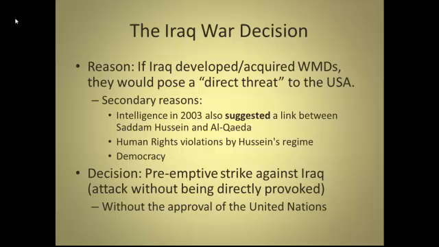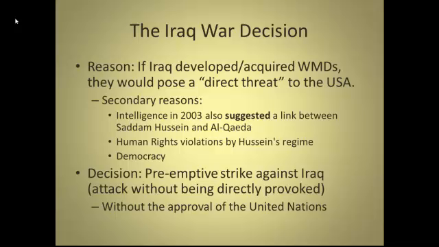So at this point, the United States and President George W. Bush had to decide whether or not to carry out a war in Iraq. The reason for war was that if Iraq developed or acquired weapons of mass destruction, they could pose a direct threat to the United States. The belief was that these weapons would be used either on the United States or on their close allies.